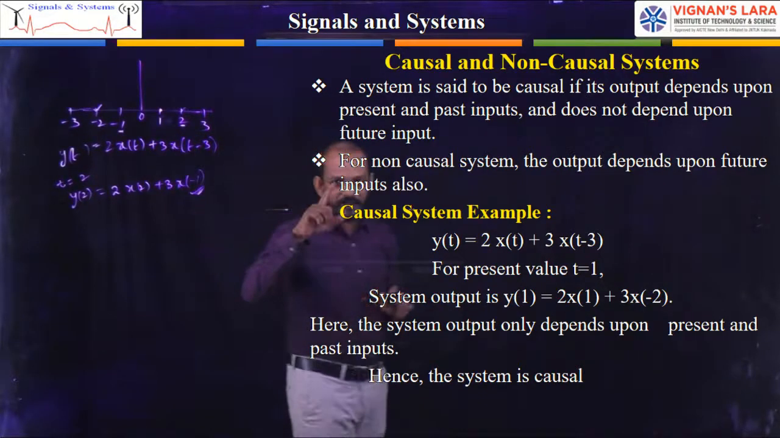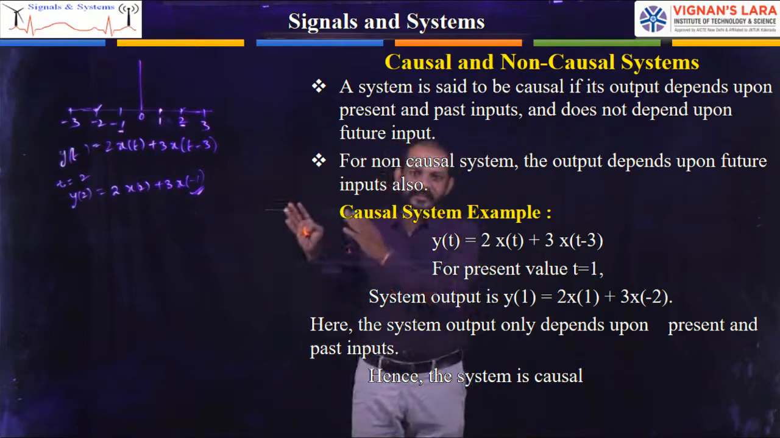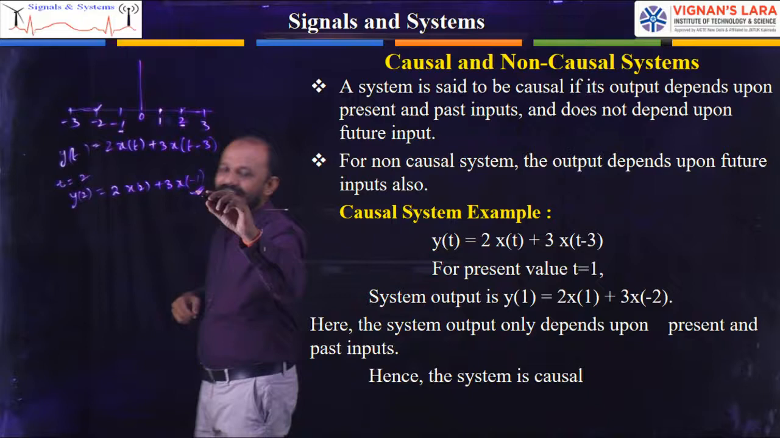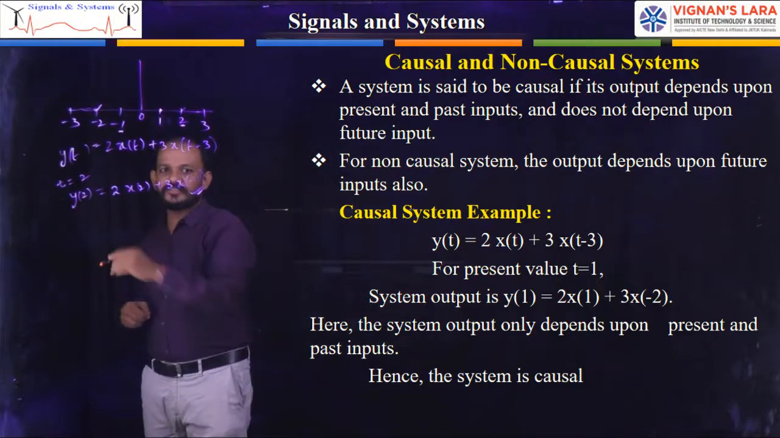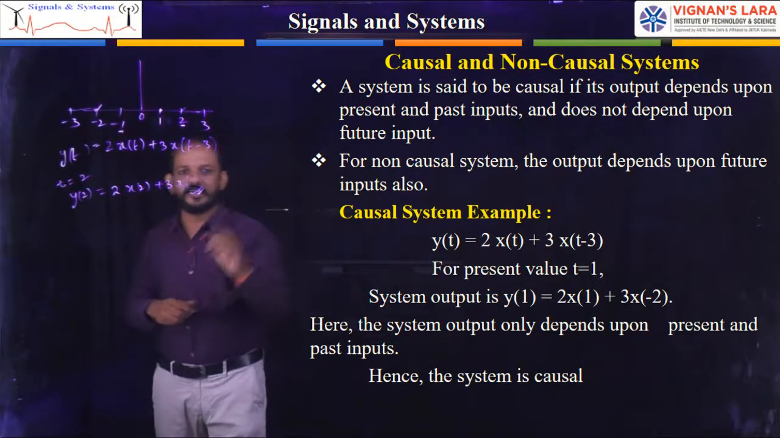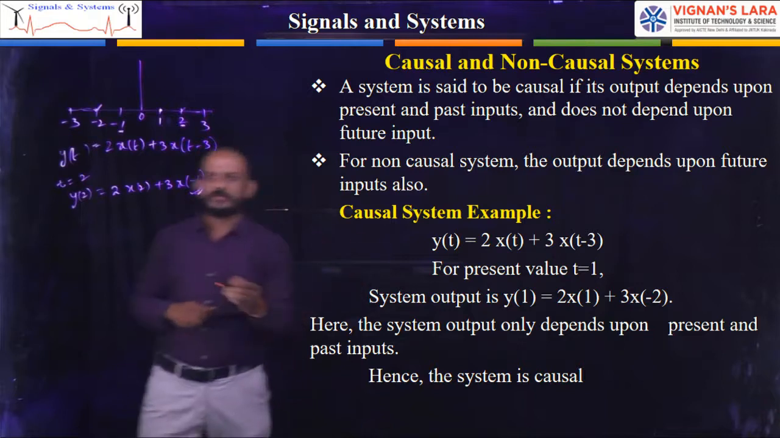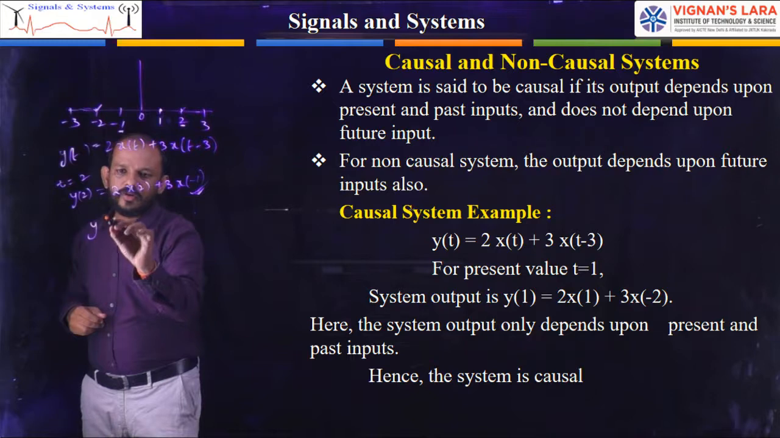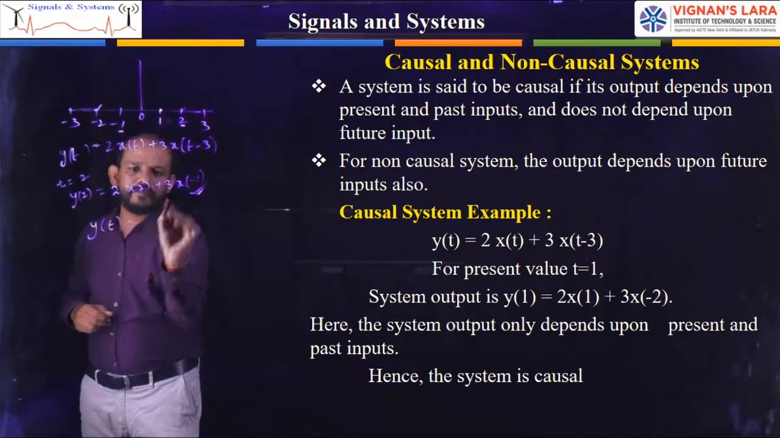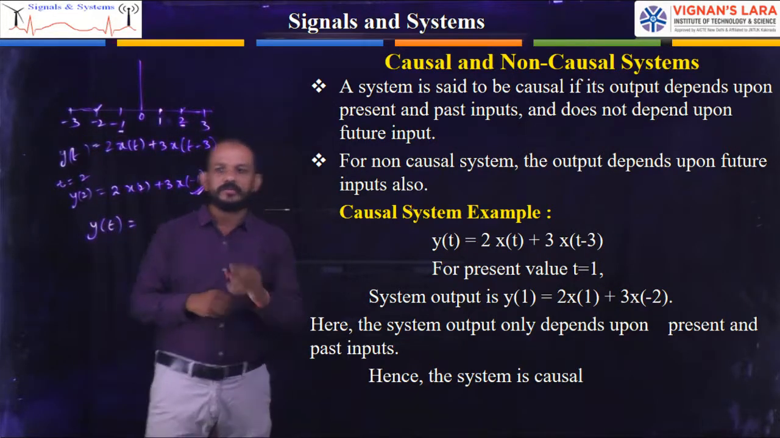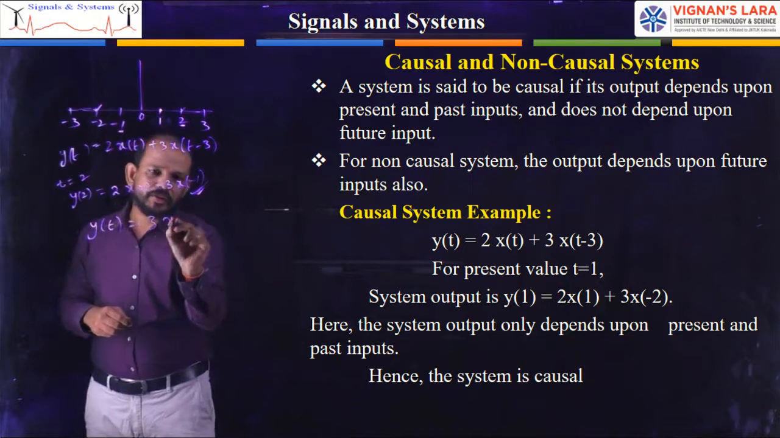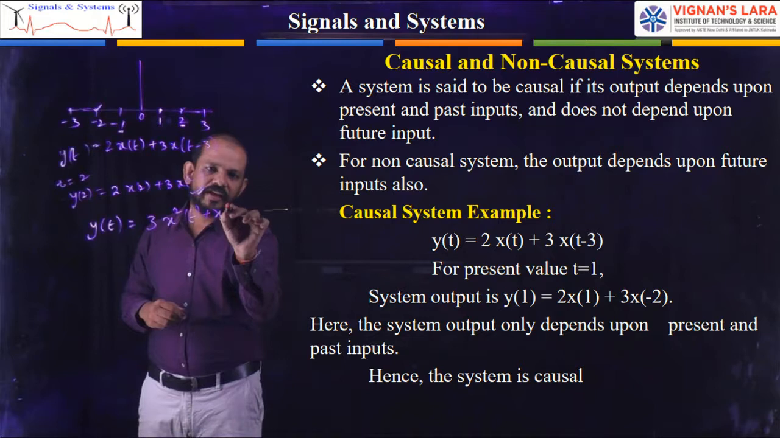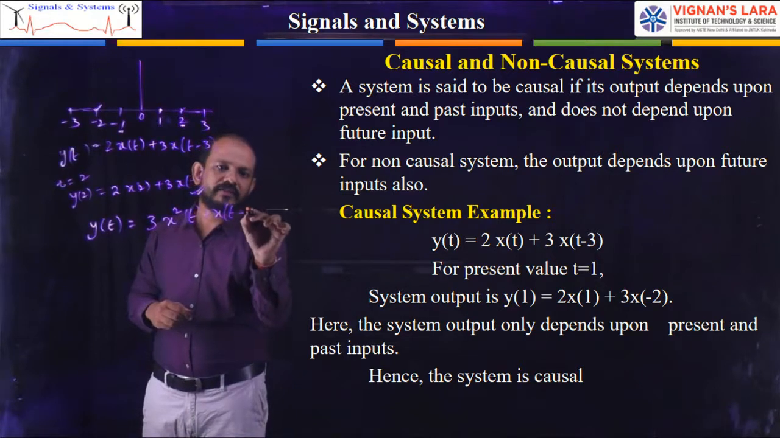I hope you are clear with what is static, dynamic, and causal and non-causal. So the system is both a dynamic system as well as a causal system. Okay. So you can go for another example also. You can go for any number of examples for this. So y of t equal to 3 into x square of t plus x of t minus 2.